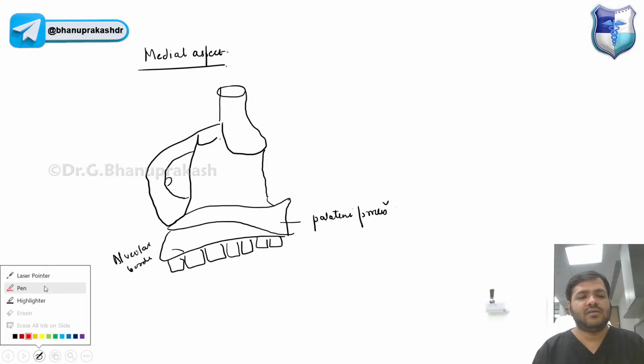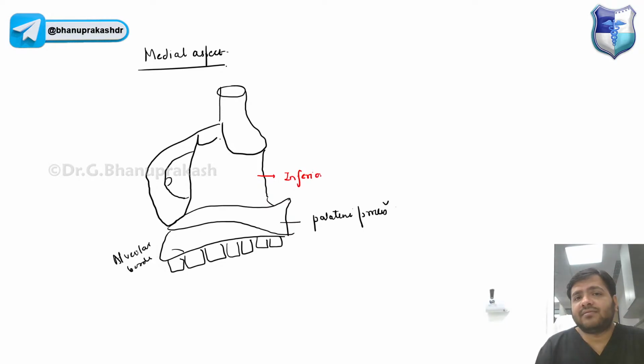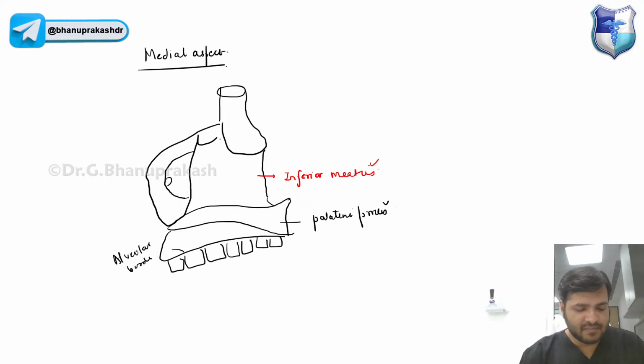So over here, just try to remember the palatine process, a part which is forming the inferior meatus. Now, guys, in the nasal part we have the three meatus, the three openings: the superior, middle, and inferior. The superior and middle are basically parts of the ethmoid bone. The inferior meatus you will find on the medial aspect of the maxilla. We have the antrum of the middle meatus.